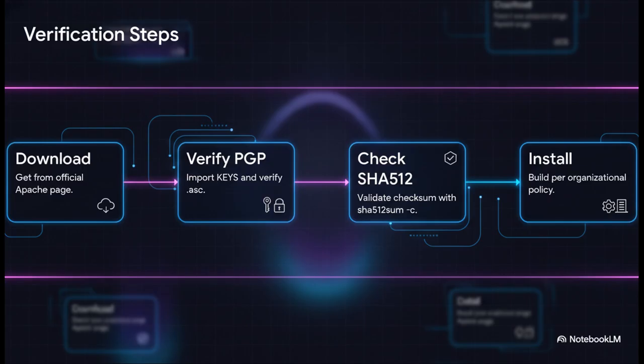So if your org demands strict compliance, here is the exact verification checklist you'll need. First off, download the source release directly from the official Apache distribution page. Next, you've got to import the project's keys file and verify the PGP signature. Usually that's a .asc file. After that, validate the SHA-512 checksum, just to make absolutely sure the file hasn't been tampered with. And finally, you build or install from that verified source, completely following your internal security protocols.